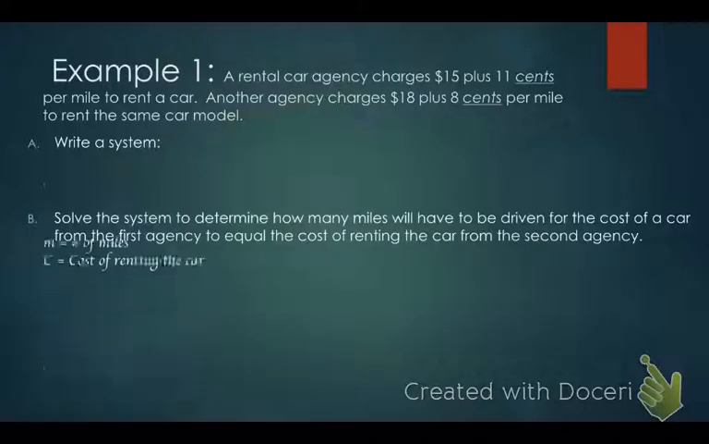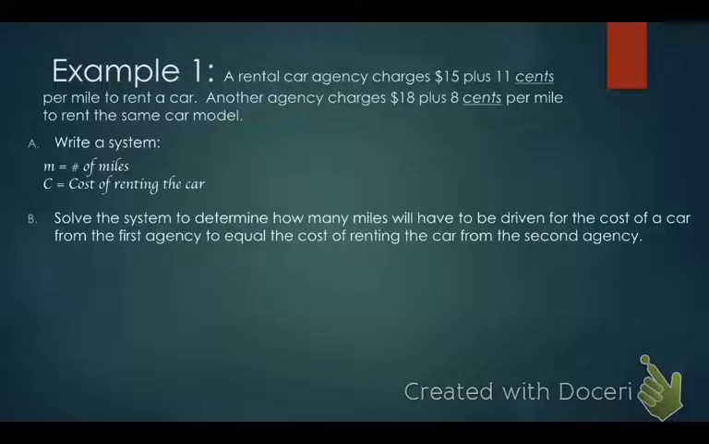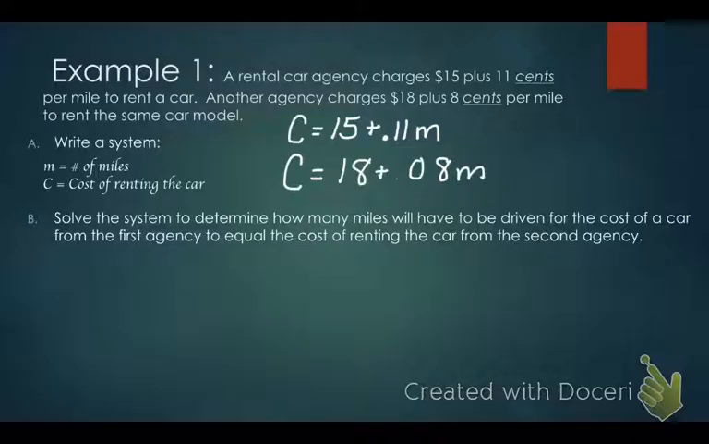write two different equations. So I'm going to allow M to be the number of miles. I'm going to say C is the cost of renting the car. So I'm going to describe the first agency. I'm going to say that the first one would be C equals $15 plus 11 cents would be 0.11 per mile. Whereas the second agency would be C equals $18 plus 8 cents per mile. So here's my system. Now, I'm going to solve this system to determine how many miles will have to be driven so that the cost would be equal regardless of which agency you rent from.